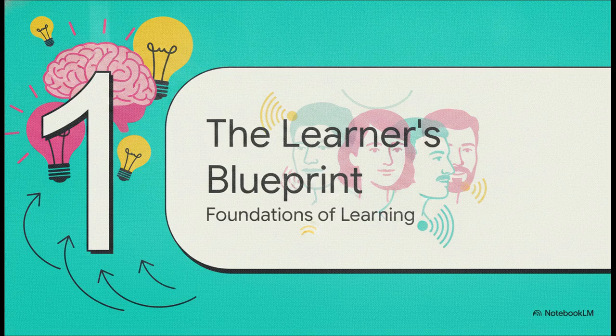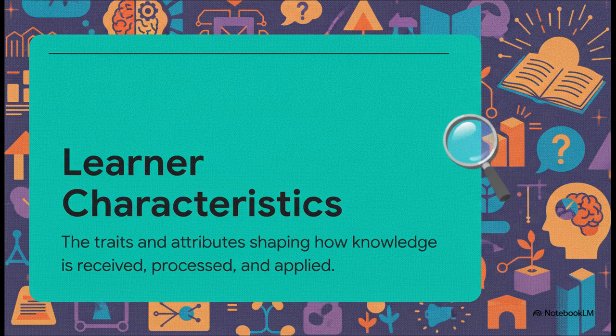All right, let's jump right into section 1, the learner's blueprint, and establish exactly why we need to rigorously analyze our audience before we even begin to teach a single concept. Learner characteristics are basically the traits and attributes shaping how knowledge is received, processed, and applied. And understanding these characteristics isn't just some nice little bonus for a teacher, it's absolutely central to all effective pedagogy.